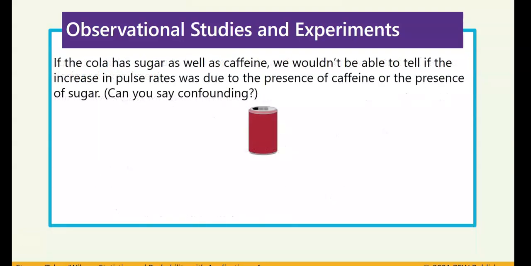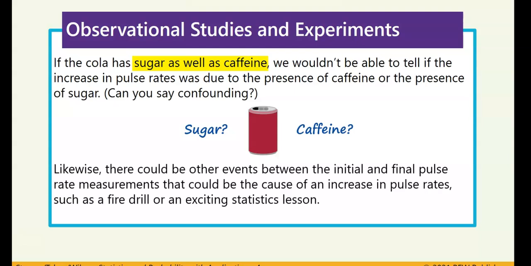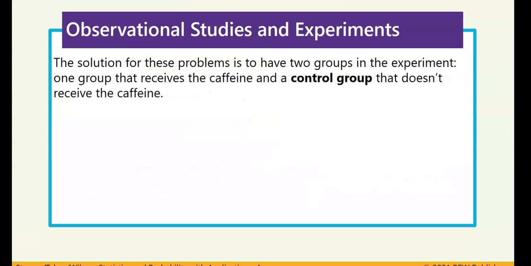I don't know. The cola has sugar as well as caffeine. I didn't even think of that. But sugar could be a confounding variable as well, right? So was it the sugar that made your pulse rate rise or the caffeine? We don't know. Could be other events, right? Such as a fire drill or an exciting stats lesson. That would really get your pulse rate up, right? If it's a really fun lesson.